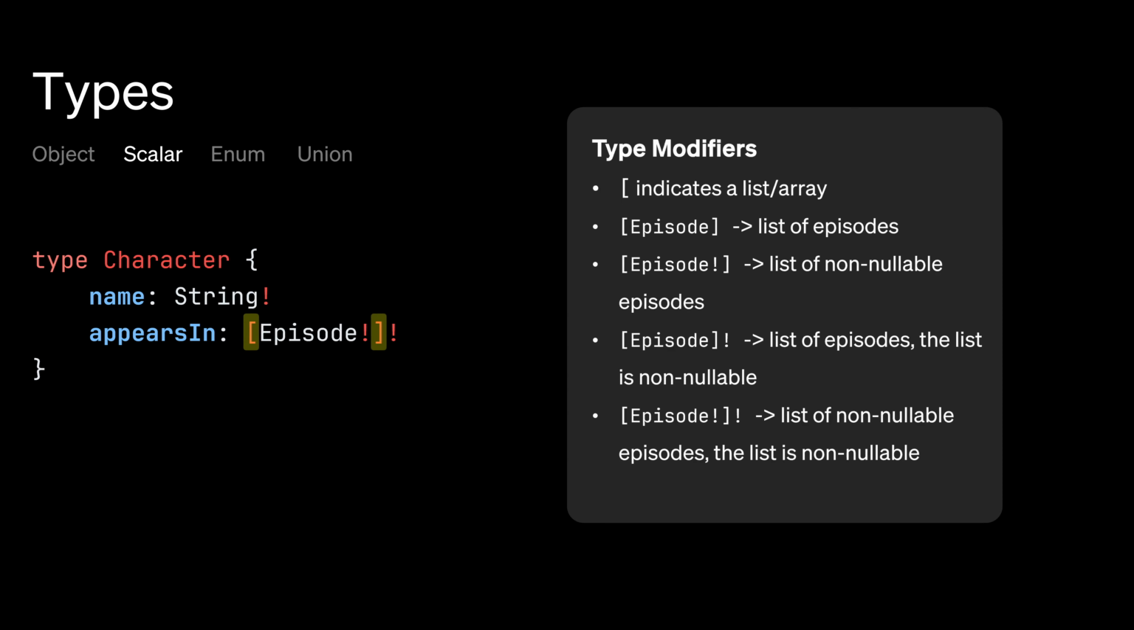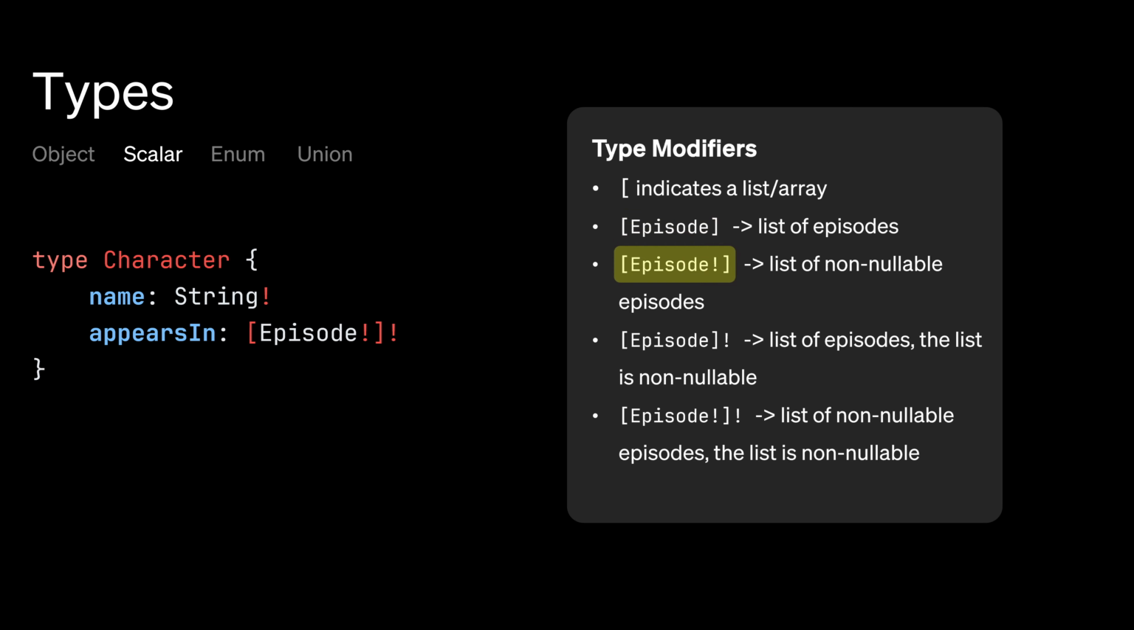That's a list or an array. And there's a couple different combinations of this list and exclamation mark that means a couple different things. So if you have just the square brackets, it's a list of episodes. The episode may be null and the list may be null. So there's no guarantee of anything being there, basically.